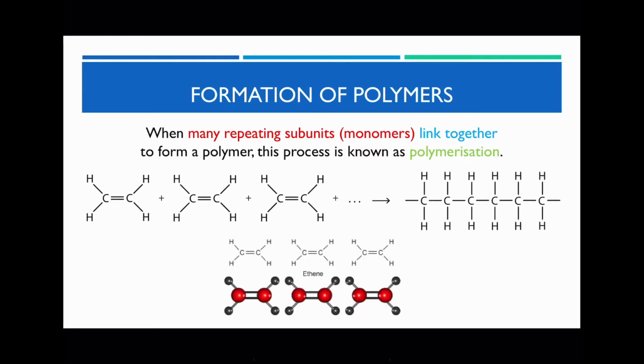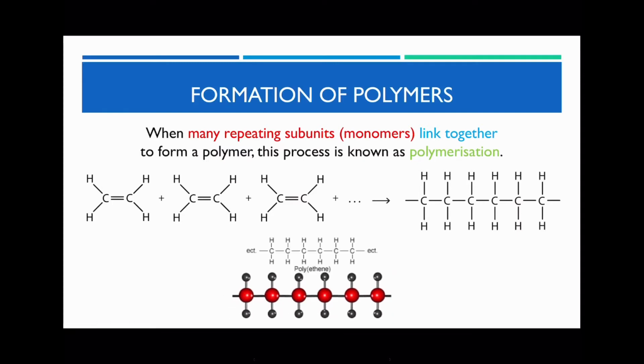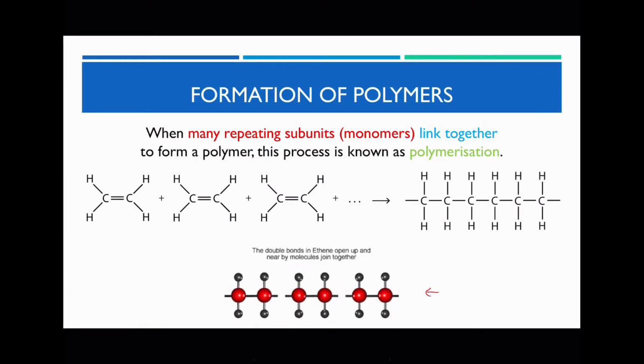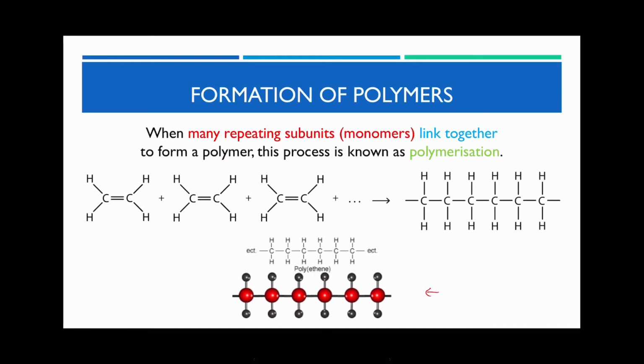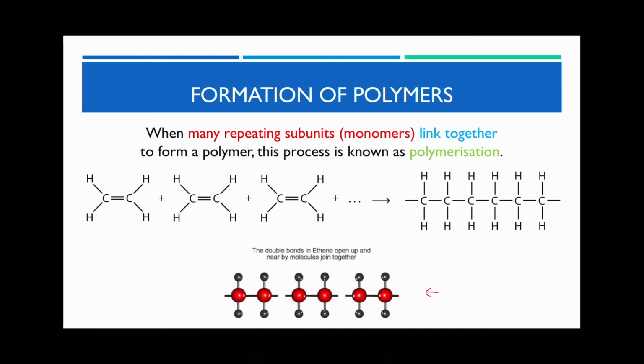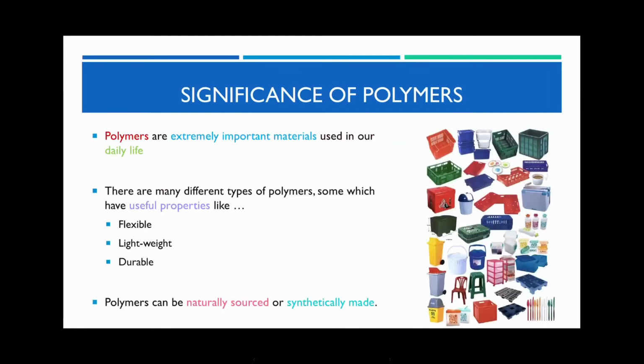This is probably a better diagram because it shows you how this actually works. Notice that in this particular GIF, the double bond present in each ethene molecule opens up, and as a result, the carbon is now able to bond to another atom. So they link together, and therefore they create this long chain, which we refer to as a polymer.